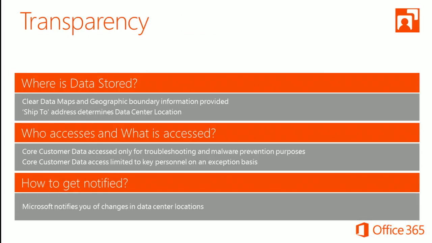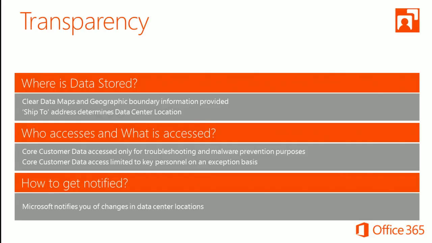Transparency. So we will provide you with data maps of where your data is stored, and we also let you know where your data is stored based on your ship-to address when you create your account. Like I mentioned, we have 3 major regions, and then you can get more online. We have more detailed data flow maps if you want to see how we can move the data within a region.